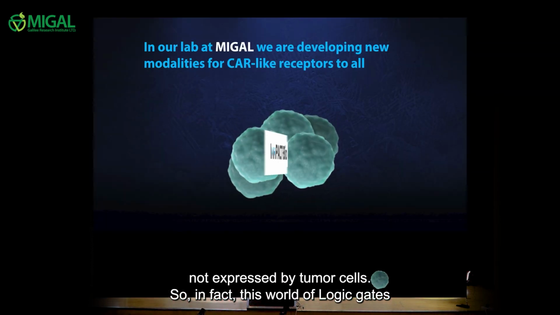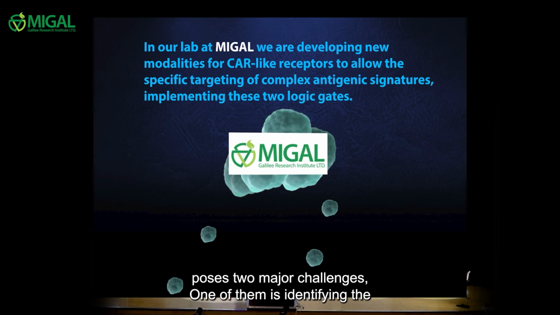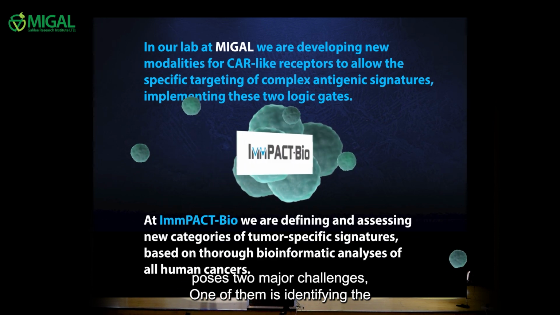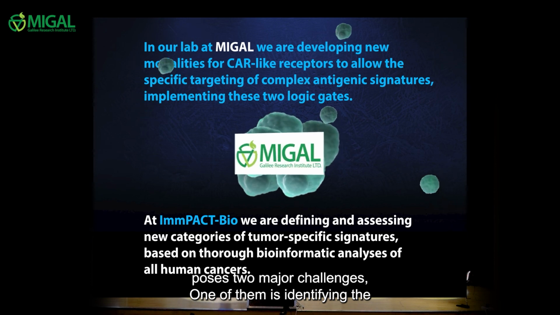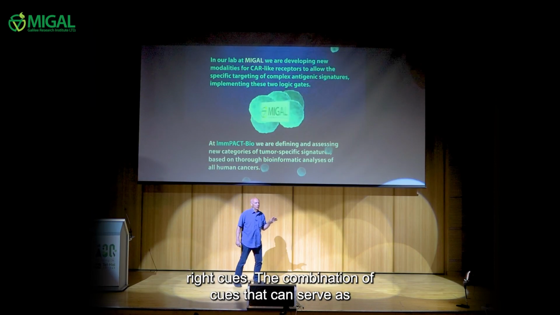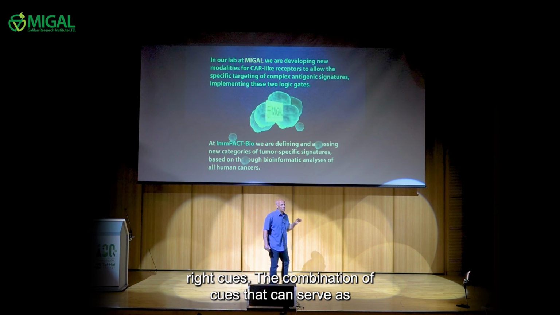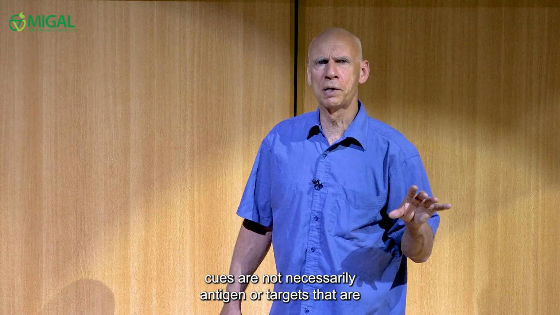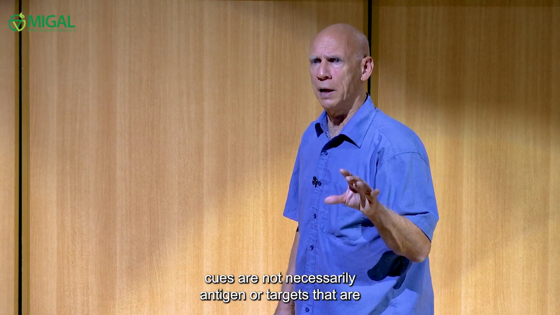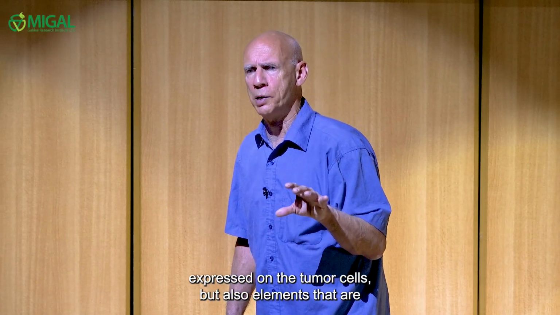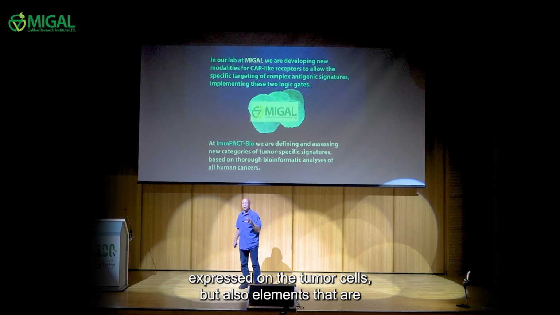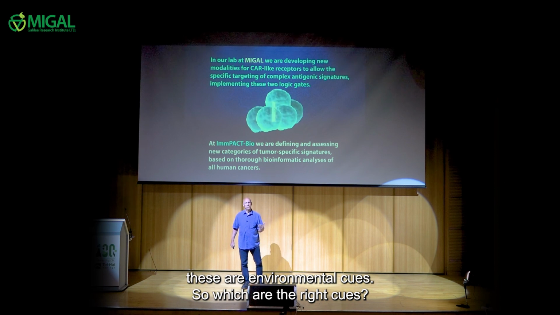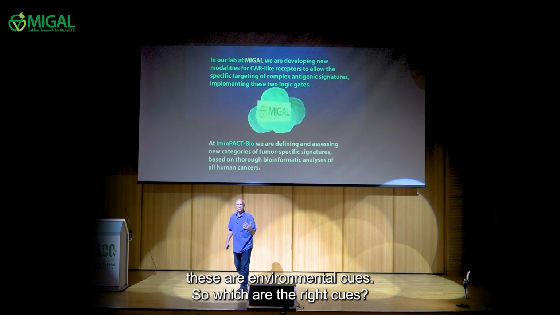So, in fact, this world of logic gates poses two major challenges. One of them is identifying the right cues, the combination of cues that can serve as targets for genetically engineered T cells. And these cues should not necessarily be antigens or targets that are expressed on the tumor cell, but also elements that are present or absent from the environment of the tumor. So these are environmental cues. So which are the right cues?